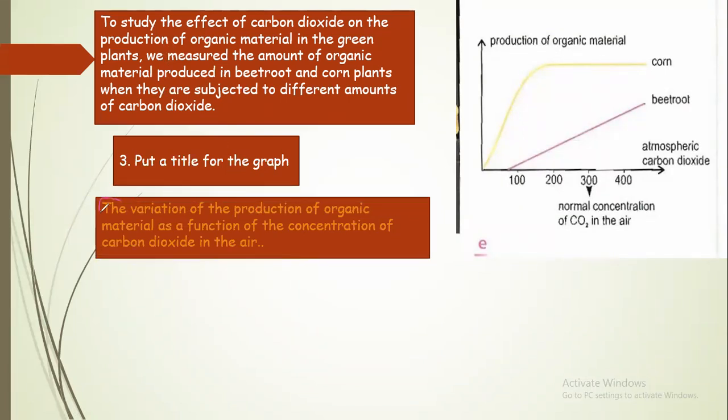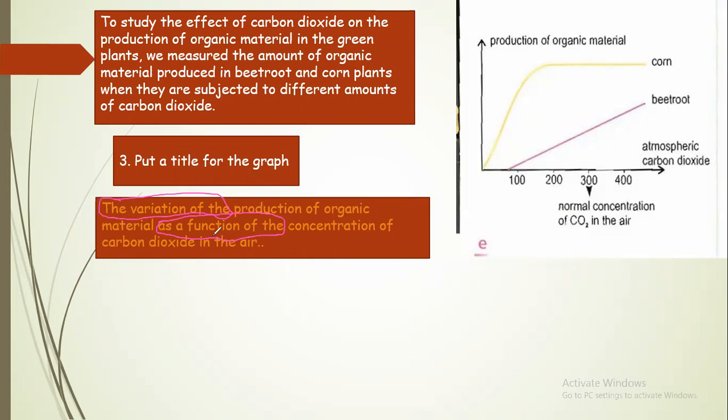circle them. This is the first part that is always found in the title of a graph or of a table, the variation of the. Always we will start the title with a variation of, because we are studying something that is changing, that is varying with another parameter. And the second part is as a function of. These are the two parts that we should mention in the title. Without them, the title would be wrong.